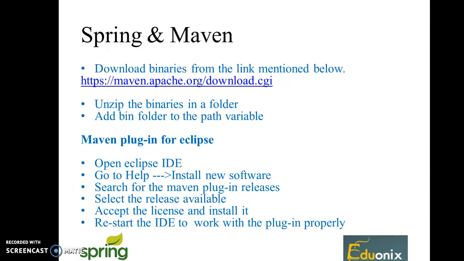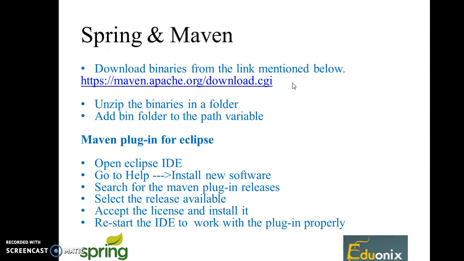There are basically two options by which we can integrate Maven with Spring. The first option is downloading Maven binaries from the Apache Maven website, as I have mentioned in the slide. Here you just need to download the zip bundle or the tar file, unzip it into a particular folder, and then add the path to the PATH system variable. Then you can test whether Maven is working properly from the command prompt by using the command mvn -version, and if it shows you the details of Maven along with the JDK version, then you can understand that your Maven has been installed properly.